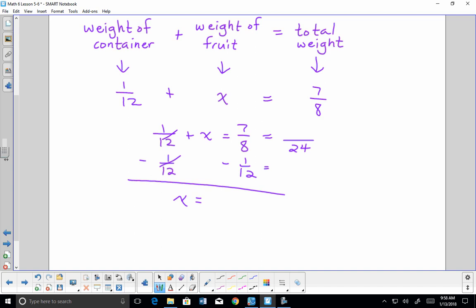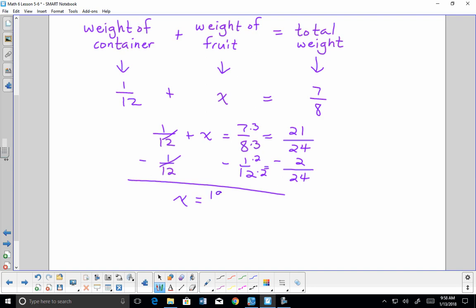8 times 3 is 24. 7 times 3 is 21. 12 times 2 is 24. 1 times 2 is 2. So if I subtract 2 24ths from 21 24ths, I will get 19 24ths.